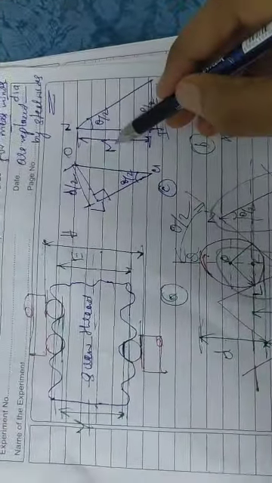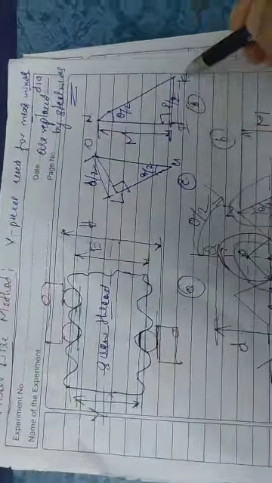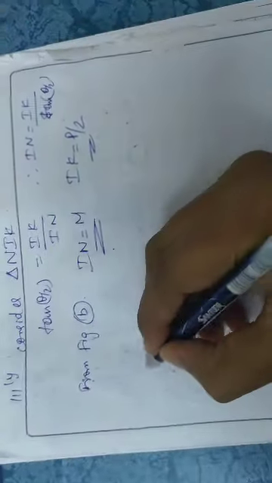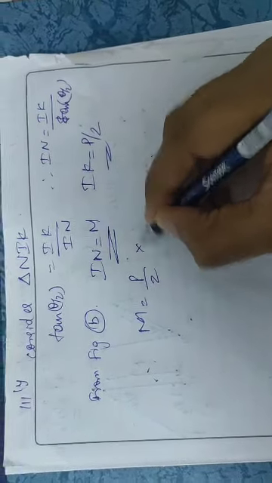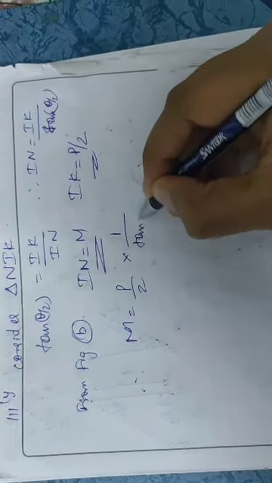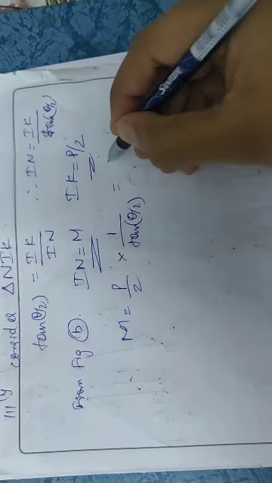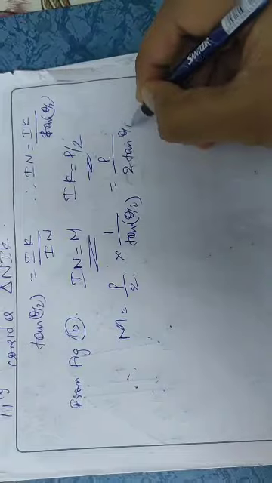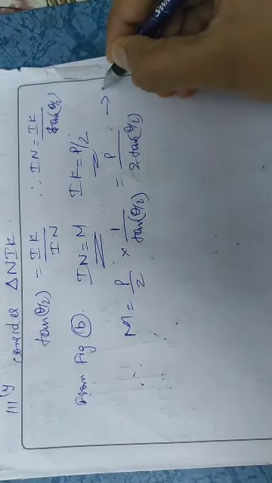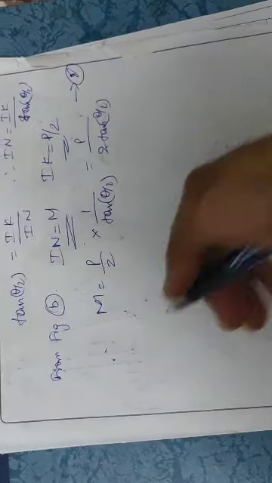I and N is equal to M, and I and K is equal to P by 2. So therefore M is equal to P by 2 into 1 divided by tan theta by 2, that is equal to P divided by 2 tan theta by 2. Call this as equation number 2.